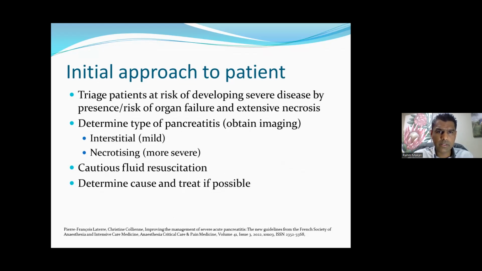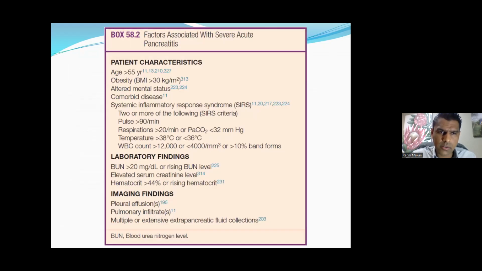So these are features that you can look at in your patient to see if your patient is at risk of having severe disease. So obesity is one of them. If there's evidence of systemic inflammatory response syndrome, and then if you have elevated urea and renal impairment, as well as on imaging, if you start seeing pleural effusions and signs of ARDS with pulmonary infiltrates, and if you start seeing collections as well.